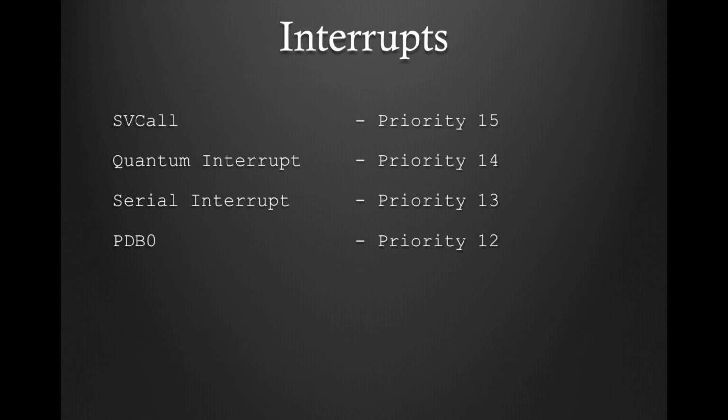My operating system currently has 4 interrupts: the supervisor call at priority 15, my quantum interrupt, which is the SVC call, a serial interrupt that interrupts every time the serial key span takes input, and the PDB0, which is used to flash an LED. I unfortunately did not implement the flex timer yet due to time constraints and the fact that my KDS had the date and time working without it.